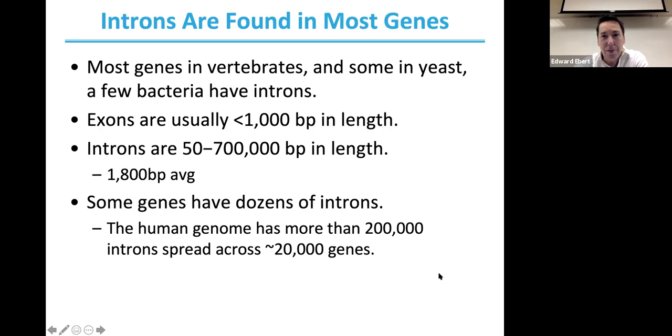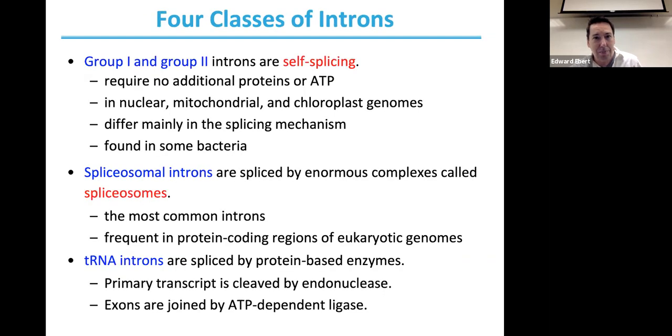Our introns are found in most genes. Exons are typically about 1,000 base pairs. Our introns can be anywhere from 50 to 700,000. So you can make this huge RNA structure and cut out 99% of it to make your mature RNA. Some genes have dozens of introns. And again, we kind of saw with POMC, you could get something like 11 different protein products based on the splicing that's involved. So our introns are going to get spliced out.